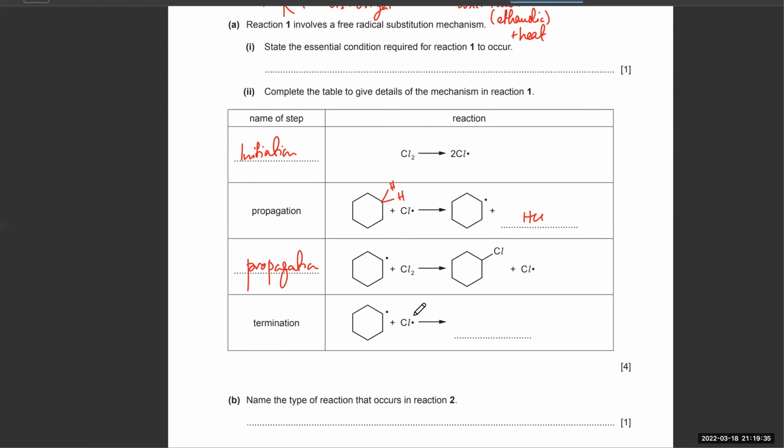And the last one is termination. In termination, two random radicals would just join up. This one has incomplete bonds. This one has incomplete bonds. So they're going to just join up. And the Cl is going to get attached over here.